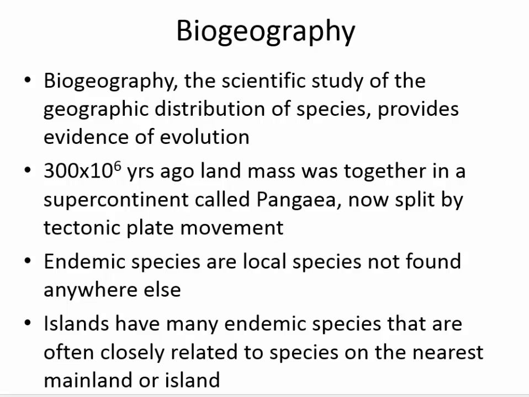The ocean was a big barrier for terrestrial plants, and so every continent has unusual or endemic species that are local and not found anywhere else. Like kangaroos are only found in Australia, and kiwi birds and so on. Islands have many endemic species that are often closely related to species on the nearest mainland or island. So we do see this all the time.